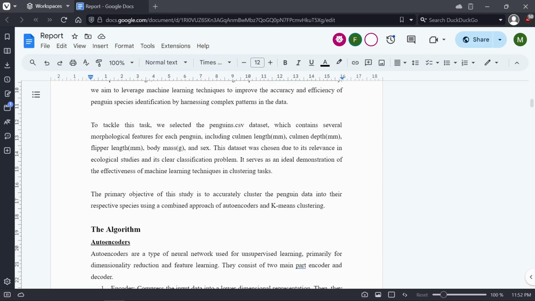To tackle this task, we select the penguin dataset, which contains several morphological features for each penguin, including bill length, bill depth, flipper length, body mass, and sex. This dataset was chosen due to its relevance in ecological study and its clear classification problem. It serves as an ideal demonstration of the effectiveness of machine learning techniques in clustering tasks. The primary objective of this study is to accurately cluster the penguin data into the respective species using a combined approach of autoencoder and clustering.